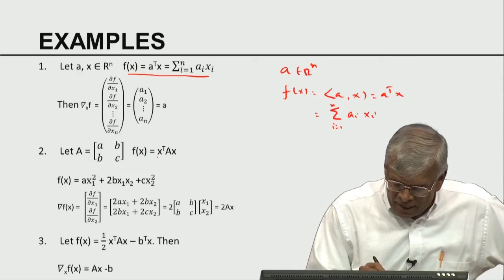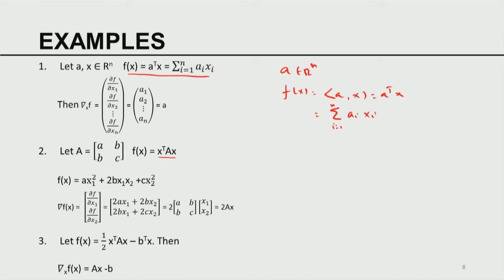Now let us compute the gradient of x transpose A x. That's a quadratic function. Yesterday we talked about, with respect to quadratic functions, we need to consider only symmetric matrices. So let A be a symmetric matrix. f of x is x transpose Ax. So f of x is a x1 square plus b x1 x2 plus c x2 square. Let me compute the gradient of this f of x. Partial of f with respect to x1, partial of f with respect to x2. A simple calculation shows that this vector, you can rearrange it as 2 times this matrix times this, that is 2Ax. Therefore, we got the second entry into our table. If f of x is equal to x transpose Ax, its gradient is 2Ax.